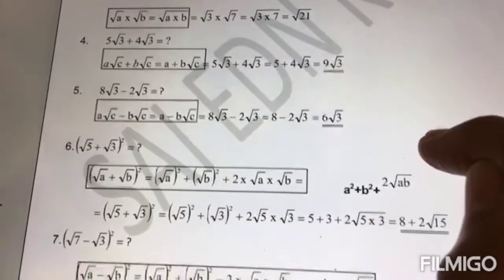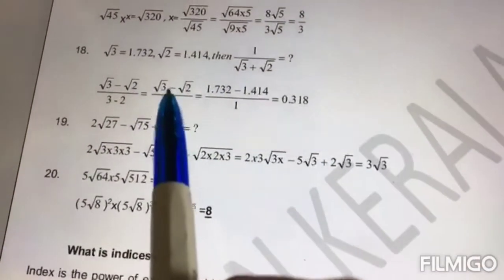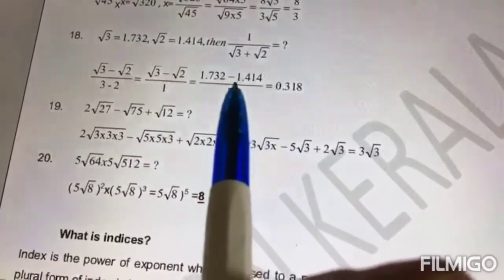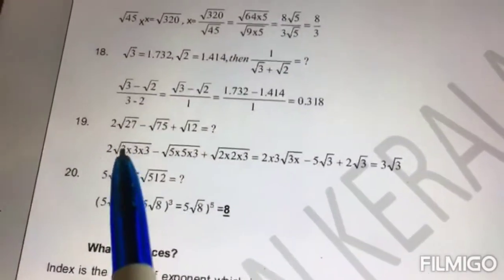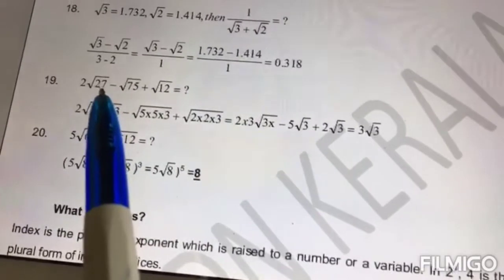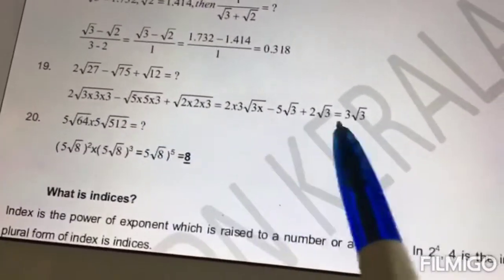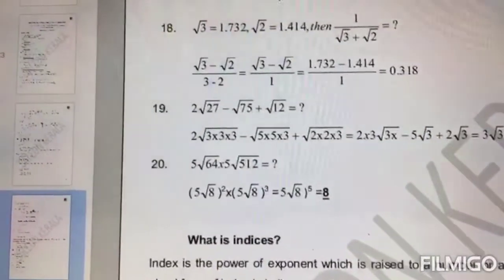Okay. Now number 18 is similar to number 8. But only difference is they have given the values of root 3 and root 2. So first do it the way we did number 8 and then put the figures in and then simplify it. Number 19, we have done similar question. You can do it yourself. We cannot directly add or subtract because the numbers within the square roots are not the same. So you first have to factorize it, simplify it, and then see whether you can add or subtract. Number 20 is similar to what we have done. So you can try it out.